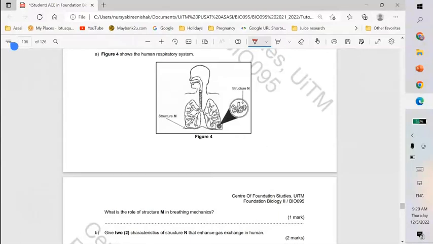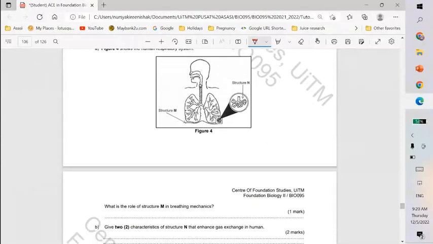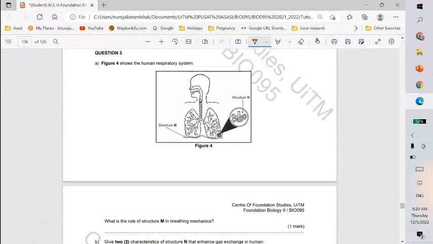Kita skip Aisyah Nadira, nanti kita semula. Balik semula ke Aisyah Nadira. Nur Aisyah Sofia, number A, number 3A.